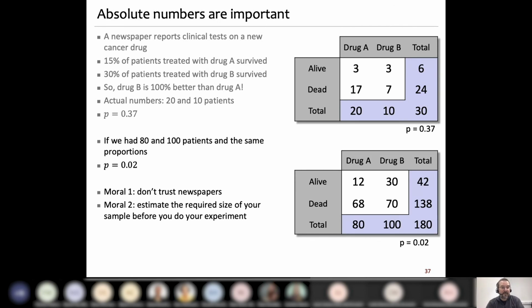If you do the same experiment with 80 and 100 patients and the proportions are the same, exactly the same, 15 and 30%, but counts here are larger, this test will give you a p-value of 0.02, 2%. So there are two morals out of this. The first one, do not trust newspapers when it comes to data and statistics. And moral 2 is to estimate the required size of your sample before you do the experiment. This is called power analysis, and you need to do this before you perform an experiment with animals, for example.